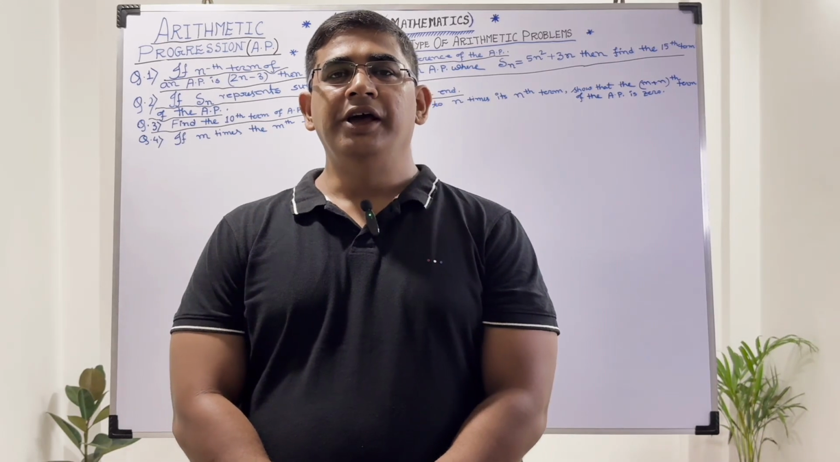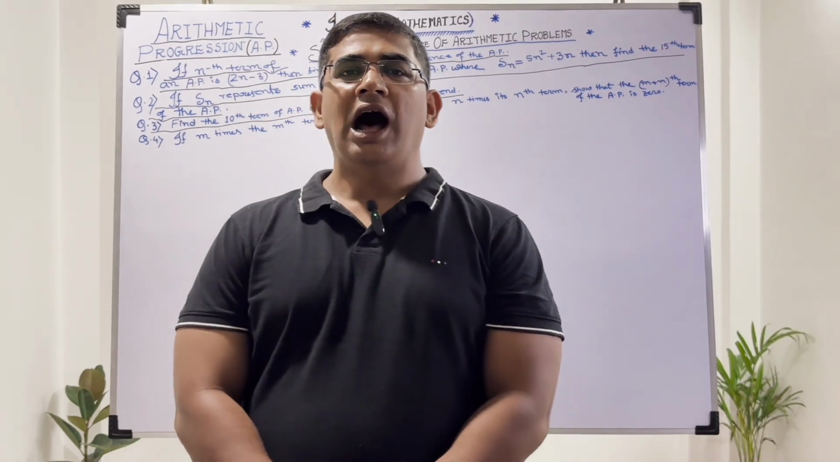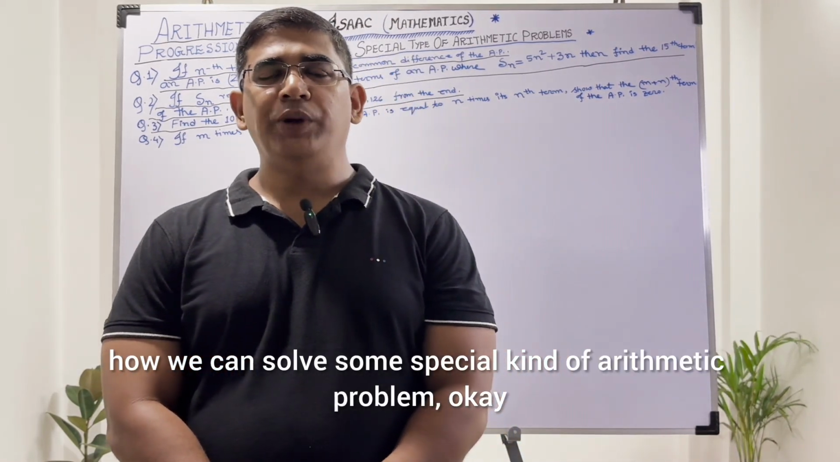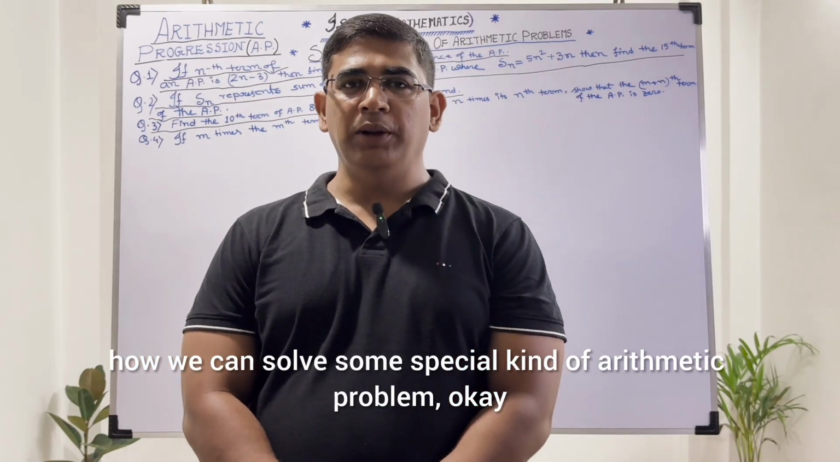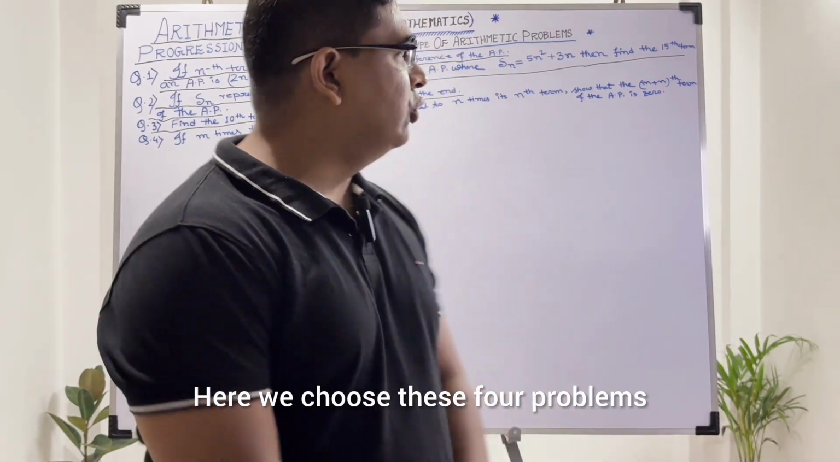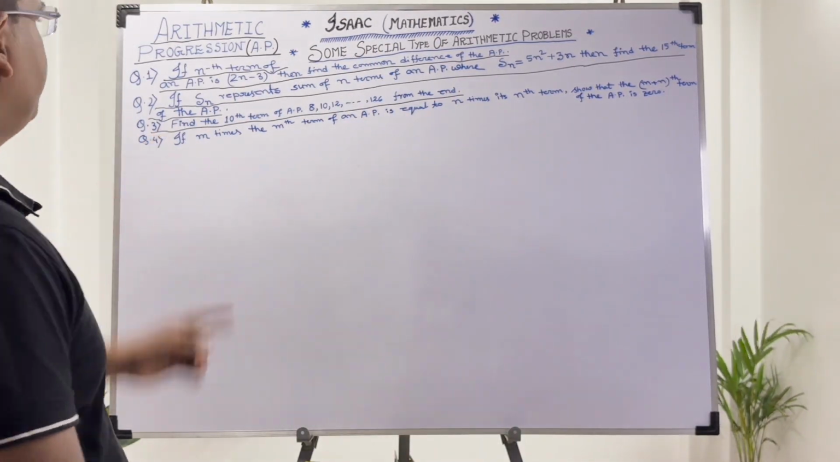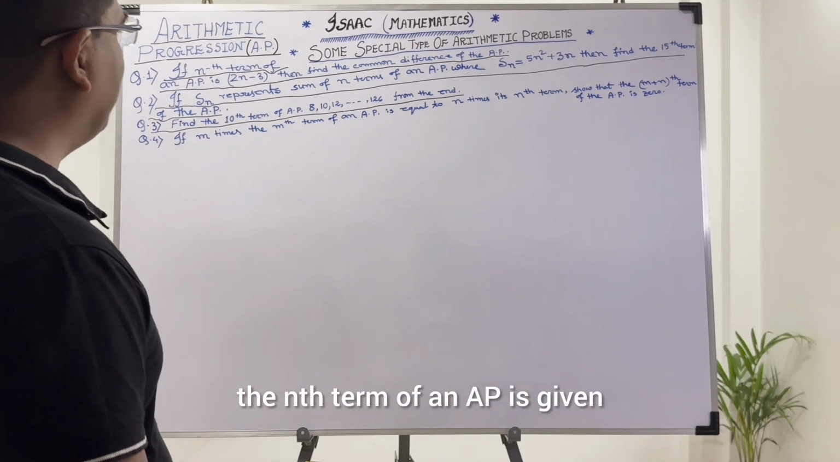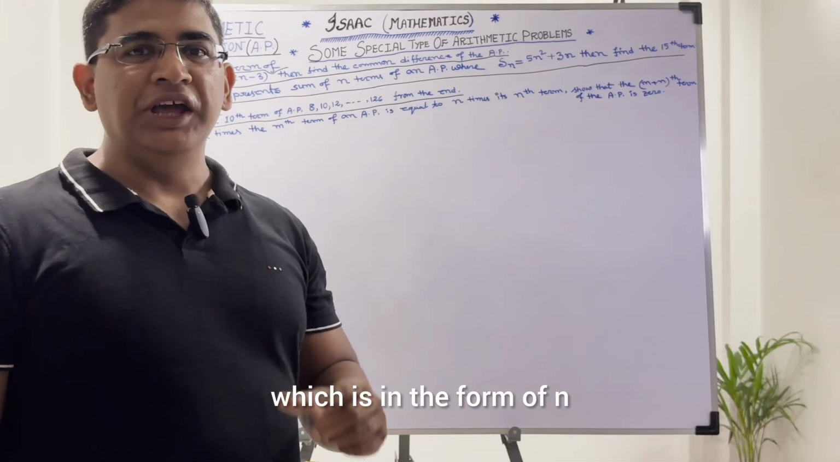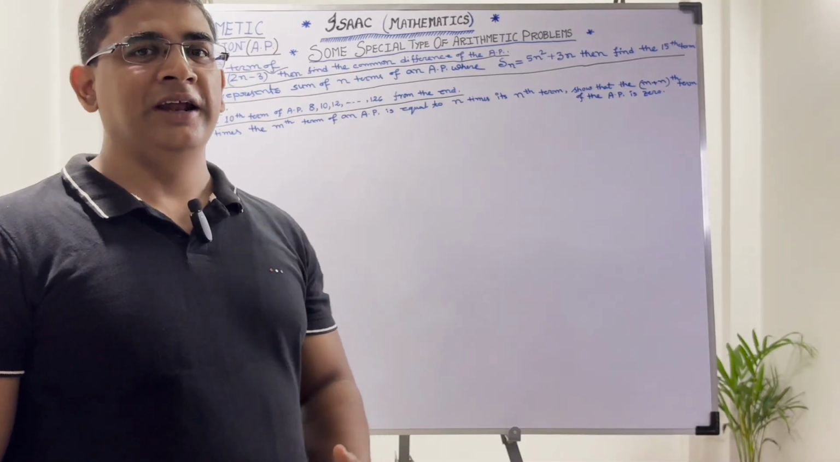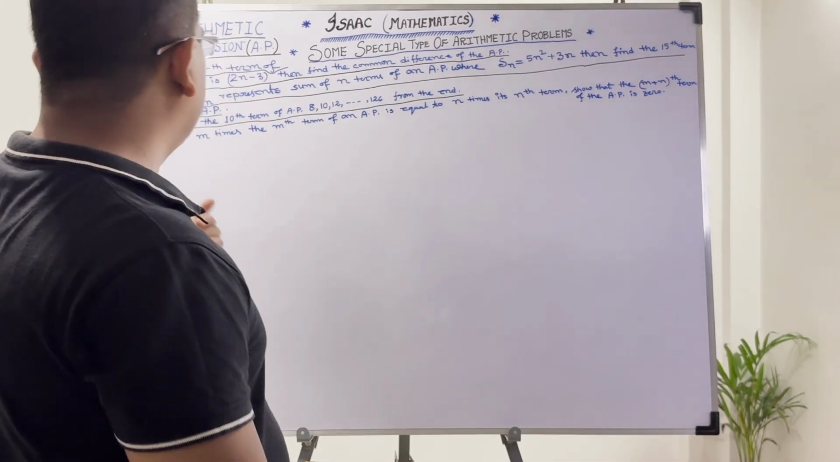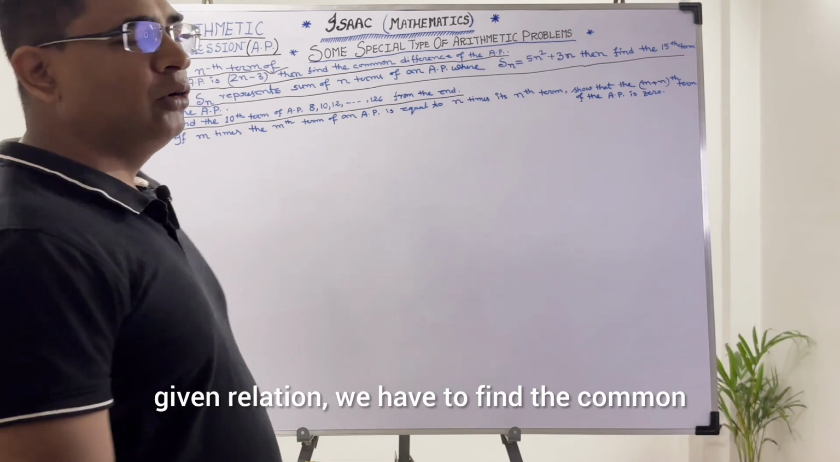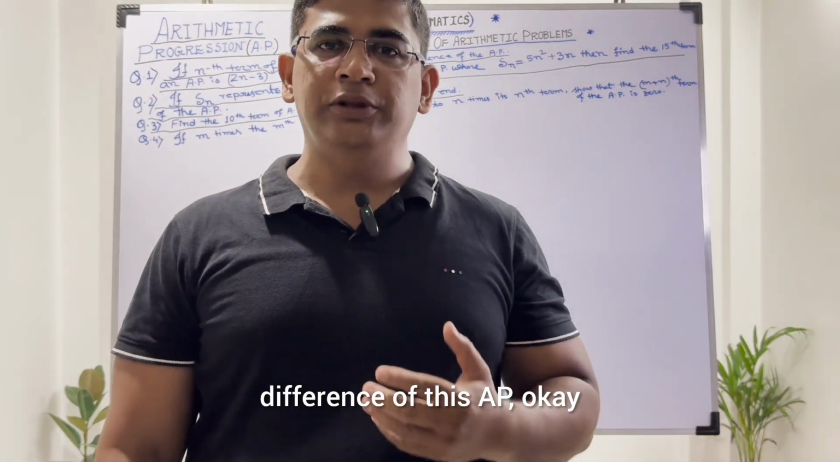Hello students, in this class we will learn how we can solve some special kind of arithmetic problem. Okay, here we choose these four problems. In the first problem, the nth term of an AP is given, which is in the form of n. From this given relation, we have to find the common difference of this AP.